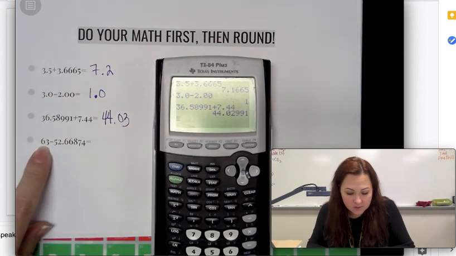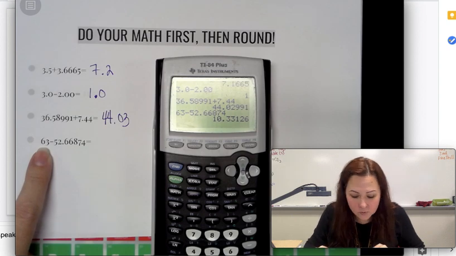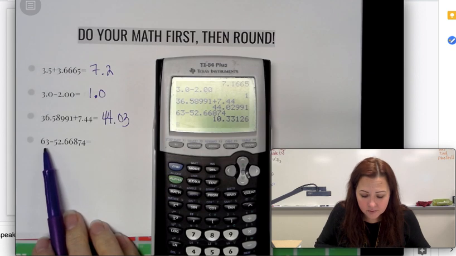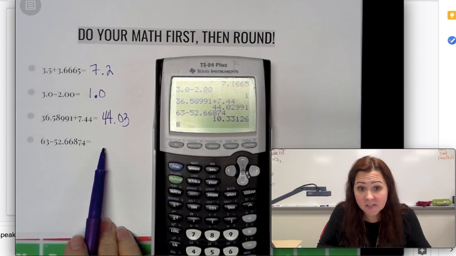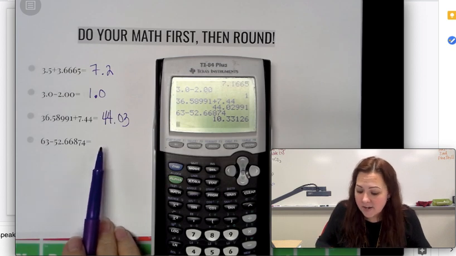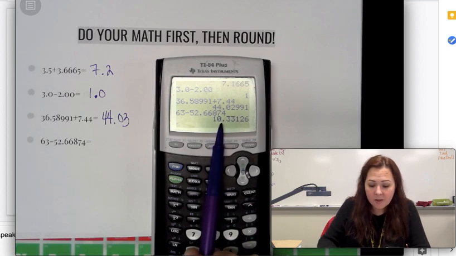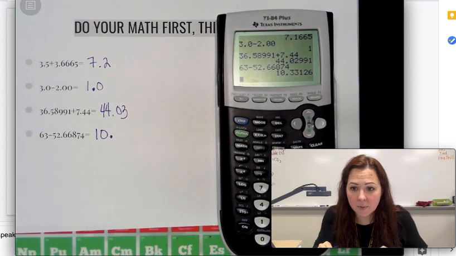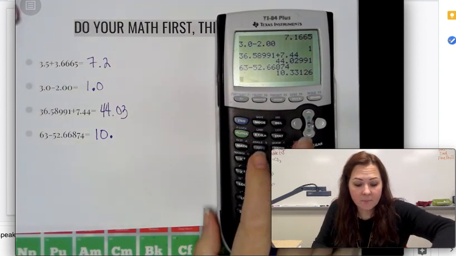The next one, 63 minus 52.66874. My calculator here says 10.33126. 63 has 0 decimal places. This one has 1, 2, 3, 4, 5 decimal places, which means that my answer cannot have any decimal places. So I need the 10 point. The 3 makes the 10 stay the same. So this one I'm going to have 10 drop a decimal place in because it's a whole number. So with addition and subtraction, you're looking at the least number of decimal places as your input numbers.